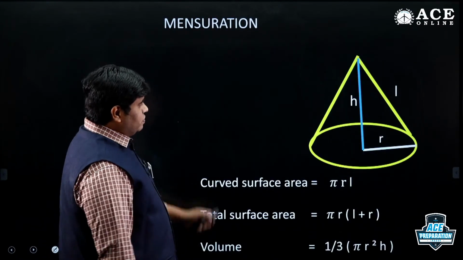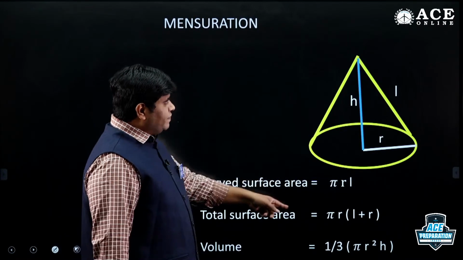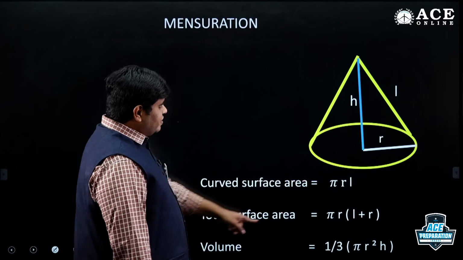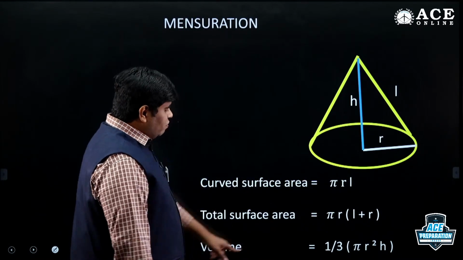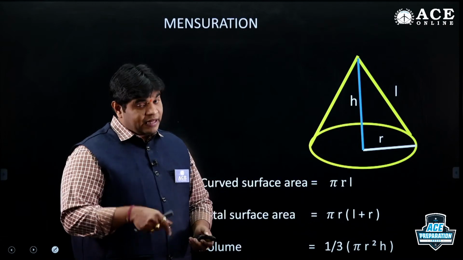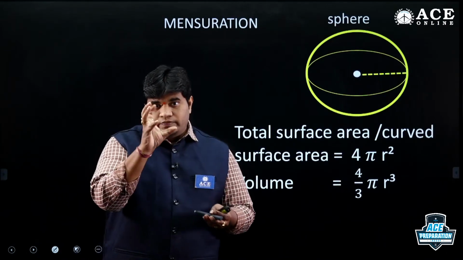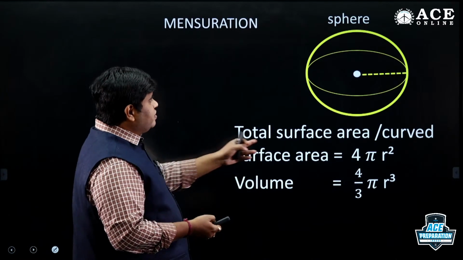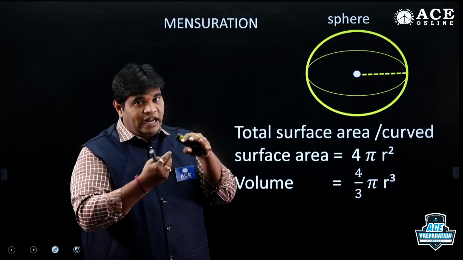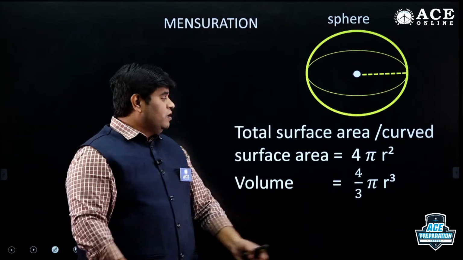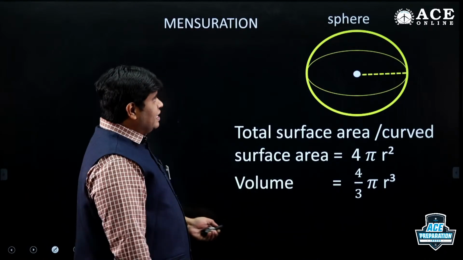Next, for the cone, I write it directly. Curved surface area pi r L, total surface area pi r into (L plus r). Volume 1/3 pi r square H. Next solid figure, sphere, I mean ball. For the ball there are no laterals, so completely total surface area is 4 pi r square. Volume 4/3 pi r cube.